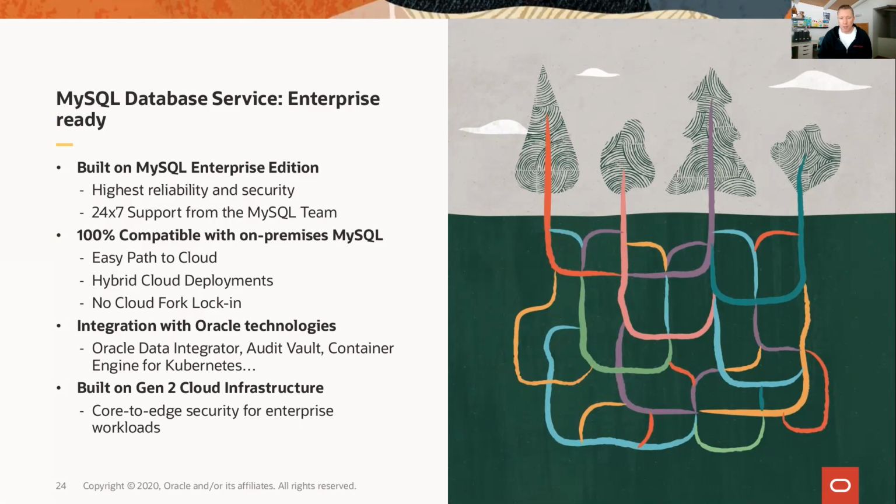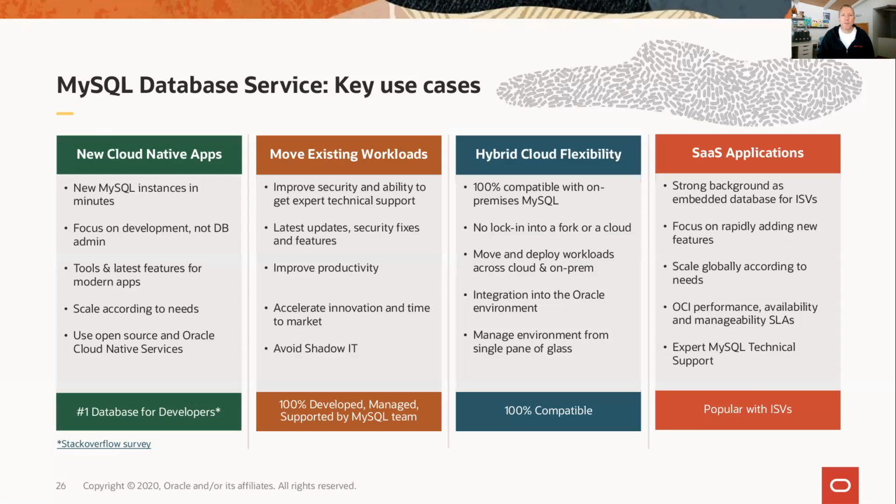Again, integration with Oracle Data Integrator, or Audit Vault if you're using security, or Container Engine for Kubernetes. Obviously, the Generation 2 cloud infrastructure again. Kinds of use cases: cloud native, existing workloads, hybrid, a mix there, or SaaS applications. Up to you, the choice is yours.